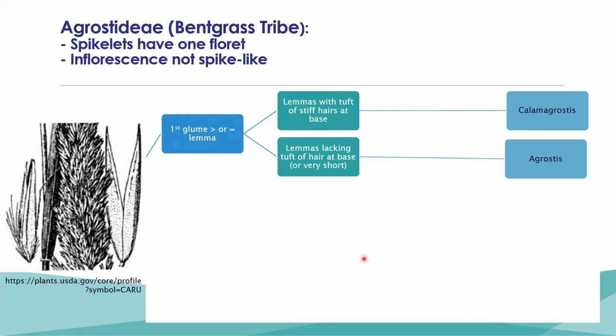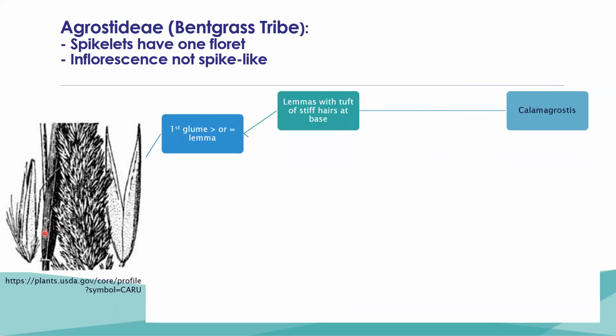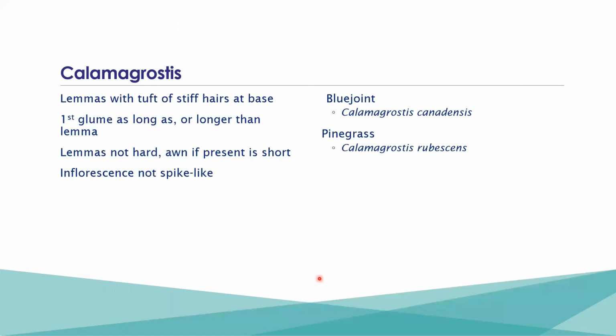Our next pair is: is the lima with a tuft of stiff hairs at the base, or is the lima lacking those hairs, or are they just very short? Again, I don't have a better picture for you guys. These tiny grasses are hard to take pictures of, but all of this structure here on the very far left is a tuft of hairs. So that takes us down to Calamagrostis. In our field guide, we only have 2 Calamagrostises to choose from. So let's take a look at the rest of the features.